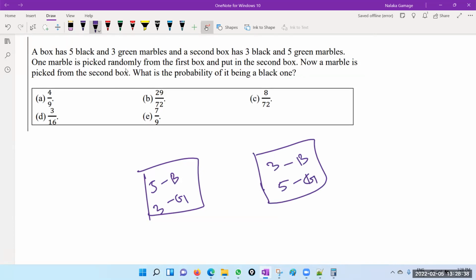One marble is picked randomly from the first box. This is the first one, this is the second box. Randomly from the first box and put it in the second box. Now a marble is picked from the second box. Now you are picking it from the second one. So this is my first attempt, this is my second pick. What is the probability of it being black?